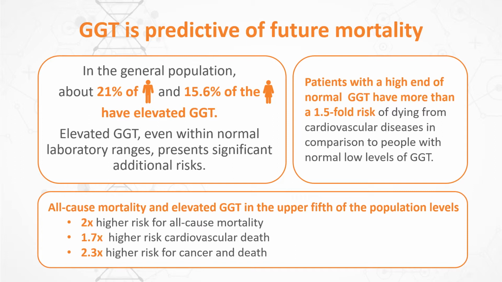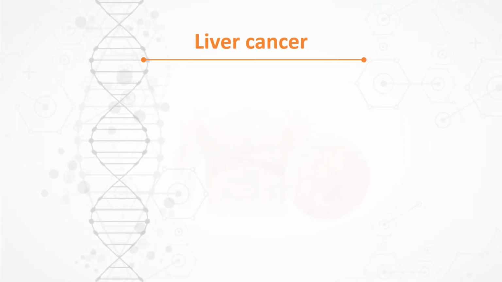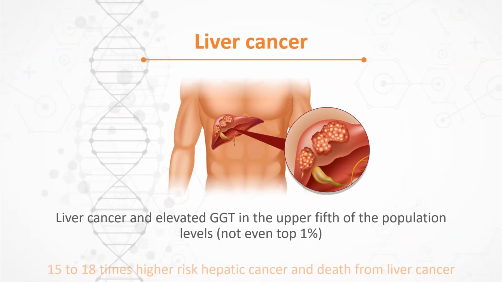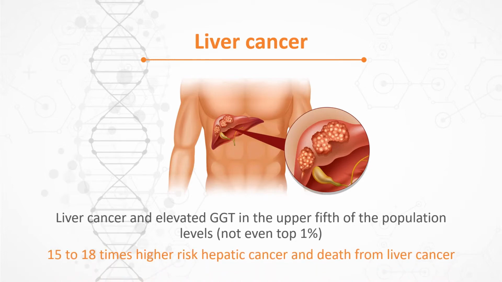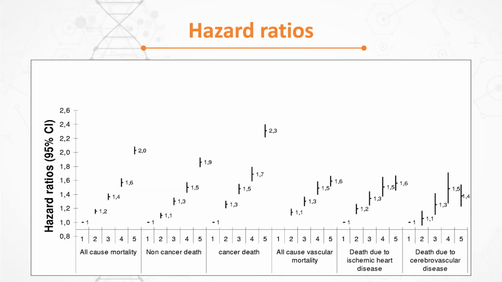All-cause mortality and elevated GGT in the upper fifth of the population level leads to about a 2x increase for all-cause mortality, a 1.7x increase for cardiovascular death, and a 2.3x risk for cancer and death. Liver cancer in the upper fifth goes up 15 to 18. If you look at the hazard ratios and you look at the upper 20%, your hazard ratios for all-cause mortality are over 2.0, and that's pretty significant.